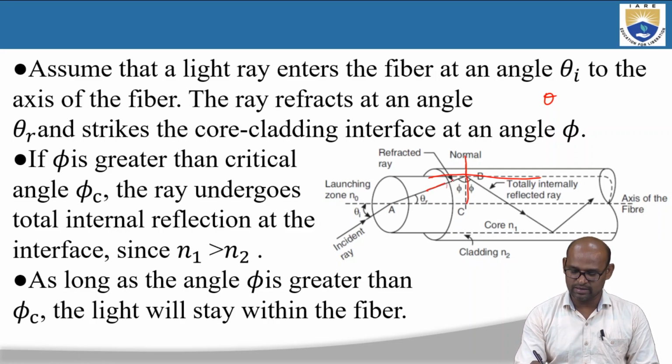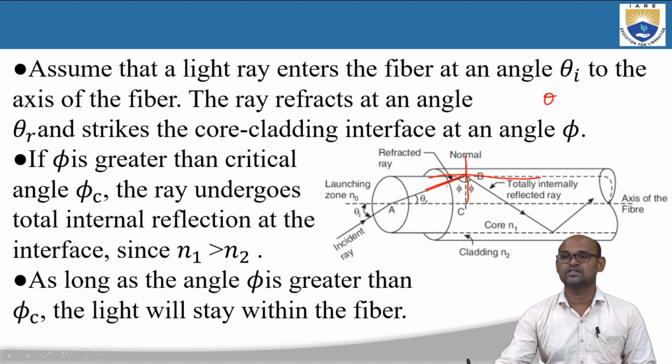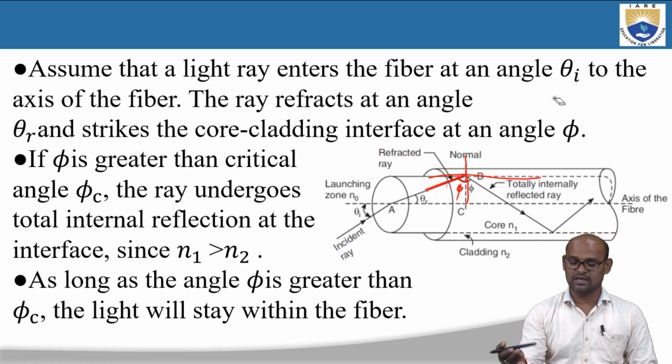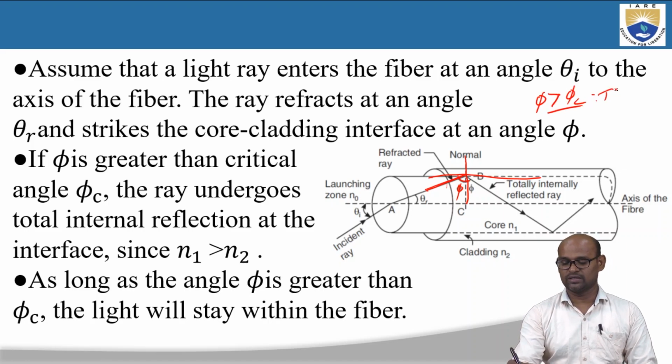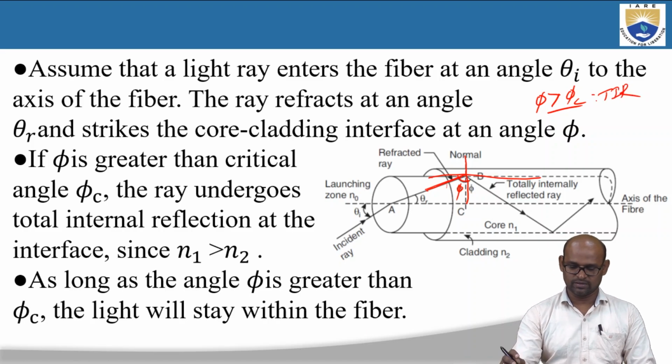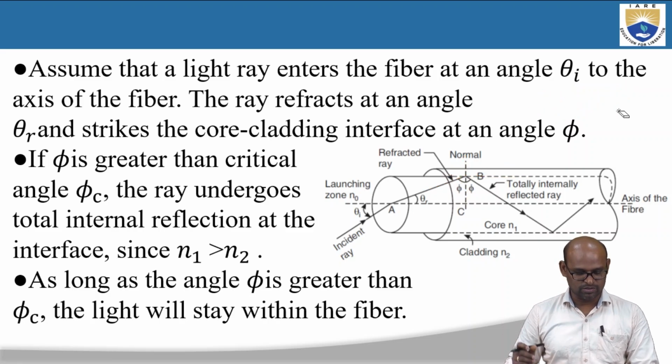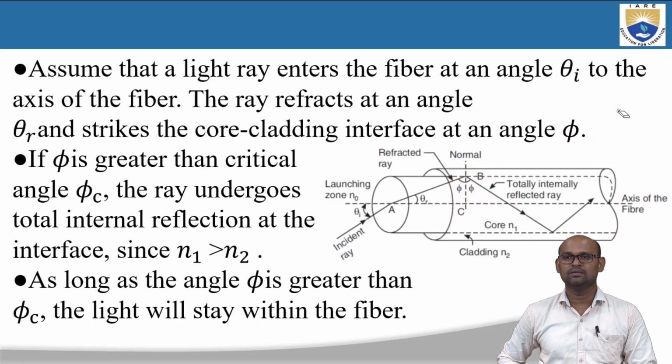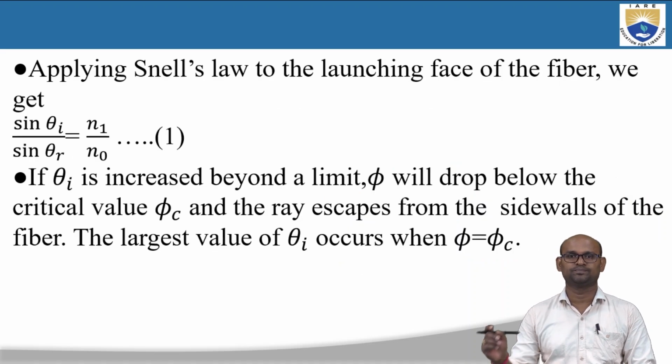Okay, so this is the angle of incidence at the core cladding interface. In this case, we are taking that angle as phi. So phi must be greater than phi c so that the light undergoes total internal reflection. Only if phi is greater than phi c will light undergo total internal reflection in this optical fiber. If not, there will be refraction and reflection. So this condition must be satisfied, that phi must be greater than phi c. Only then there is a very low loss of signal.